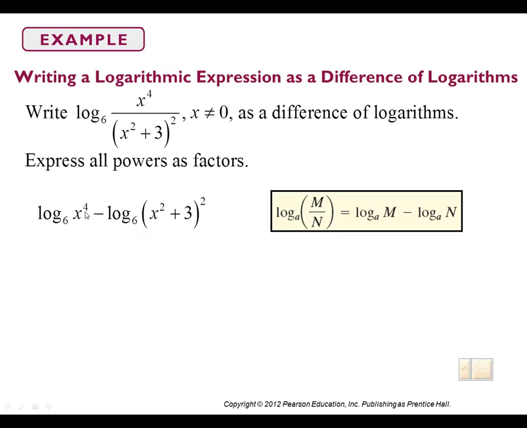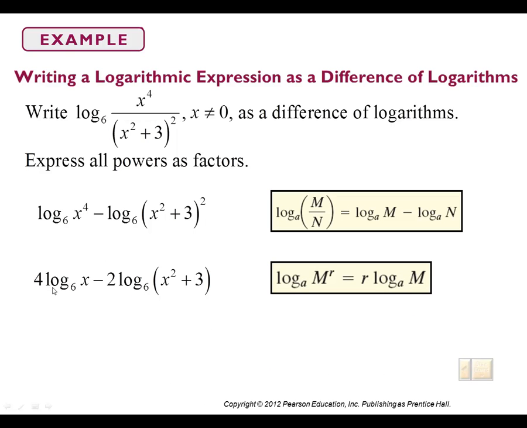You should have said no. Well, what do we have to do now? You should have said we have to take our exponents and move them out front and become factors. So this will be 4 times log x base 6. Now how about this one? You should have said we're going to take the outside 2 and move it out front. And so this would be 4 log x base 6 minus 2 times log of (x squared plus 3) base 6.